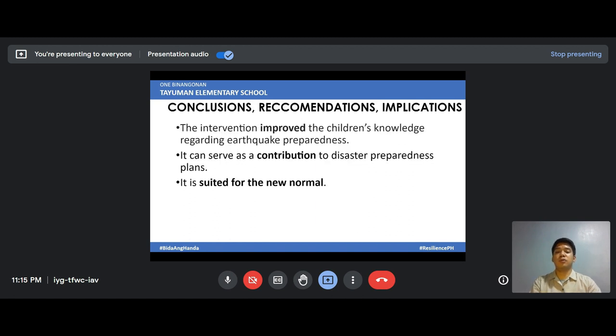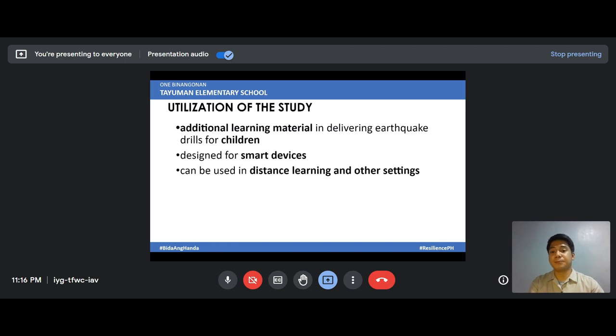Let's go to the conclusions, recommendations, and implications. The intervention improved the children's knowledge regarding earthquake preparedness. This intervention can serve as a contribution to disaster preparedness plans. Of course, this was suited for the pandemic or the new normal. This can be an additional learning material in delivering earthquake drills for children.